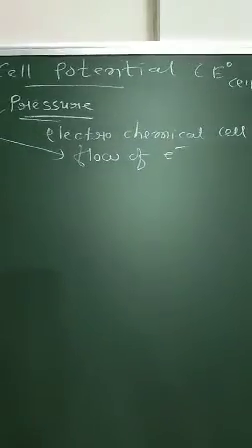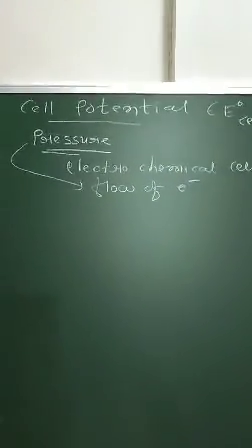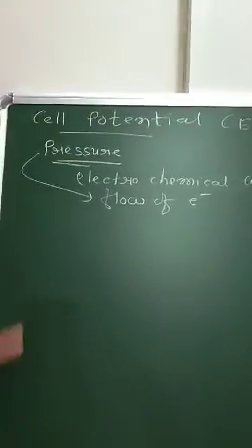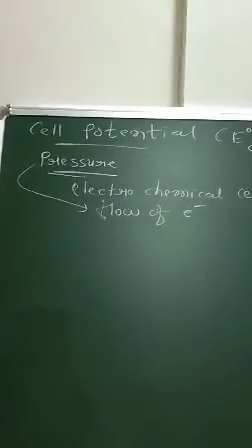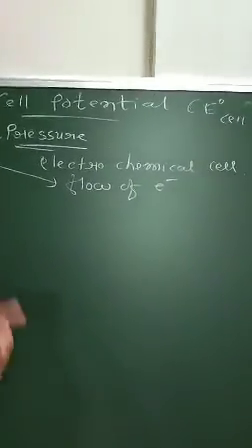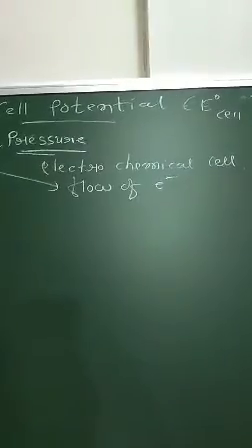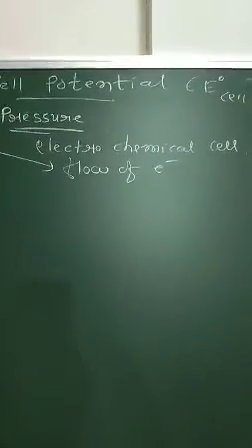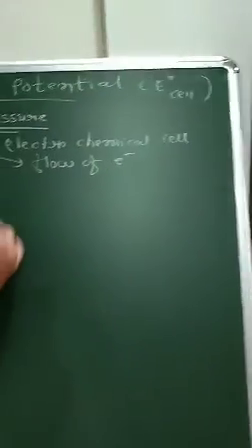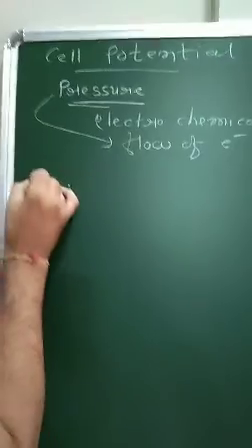Just see, that means cell potential is one type of pressure. With the help of this pressure, flow of electron will go from anode to cathode in electrochemical cell. This type of pressure is known as cell potential, and the symbol of cell potential is E standard cell. So this is our cell potential. And how can we find cell potential?